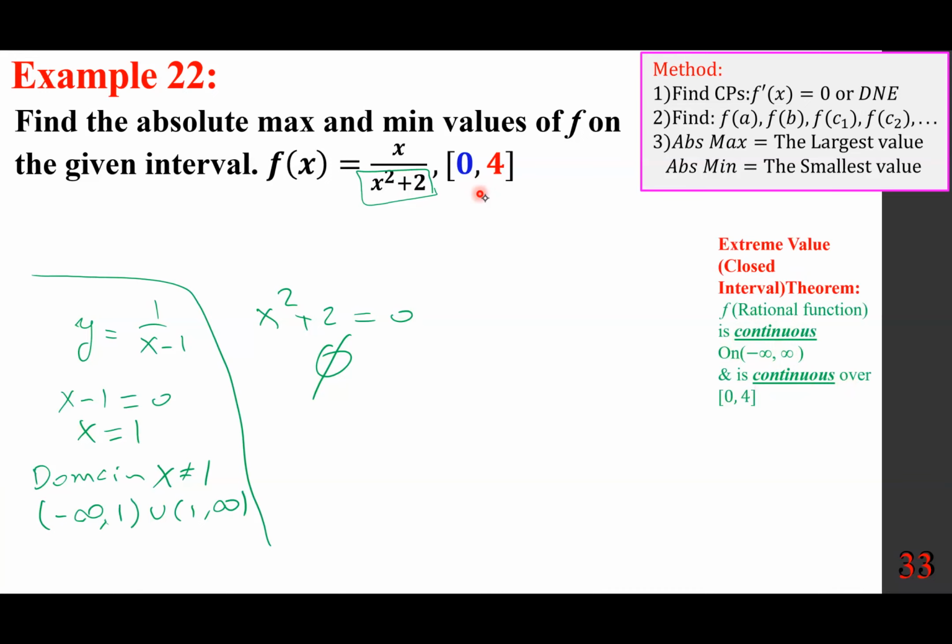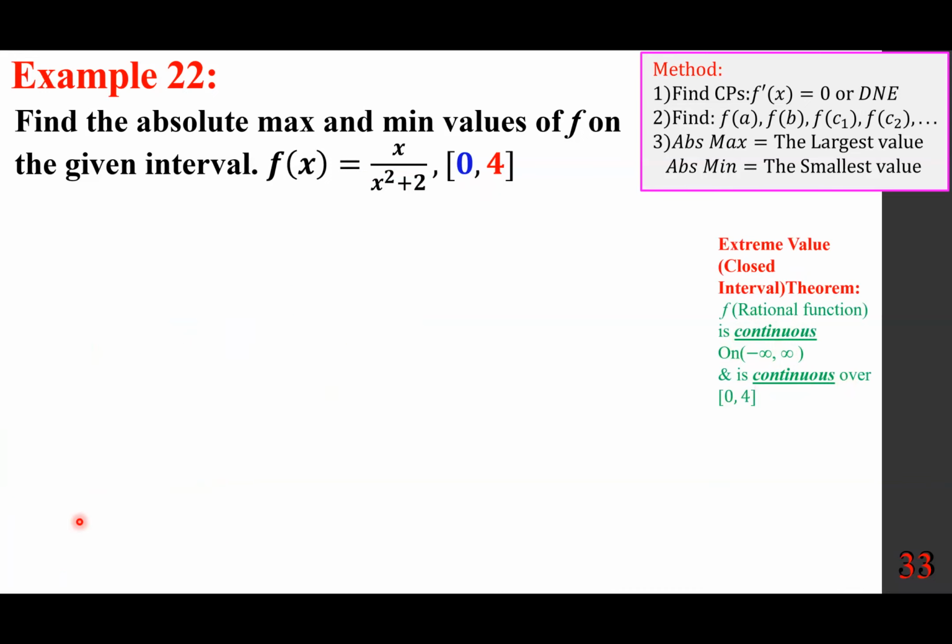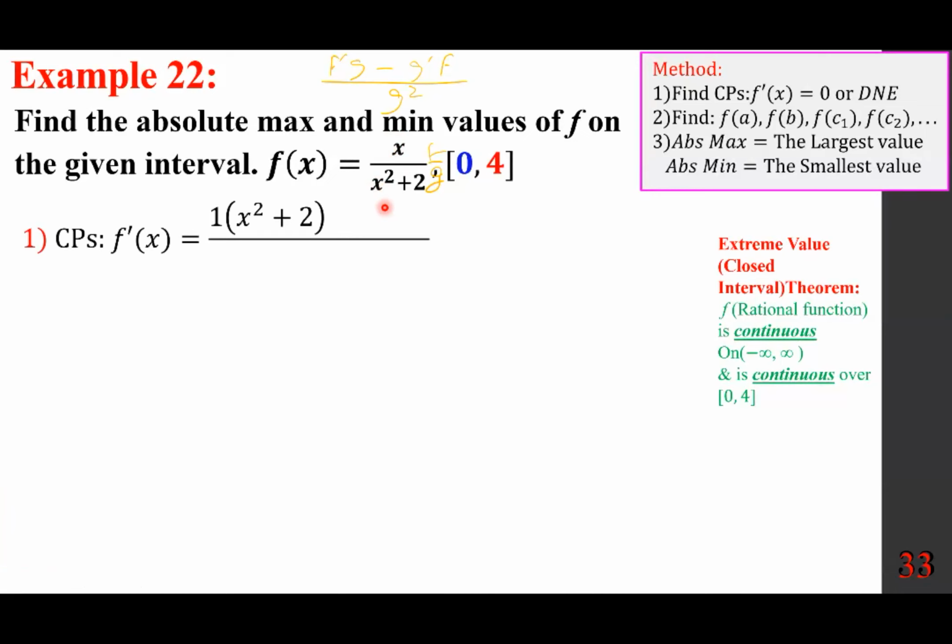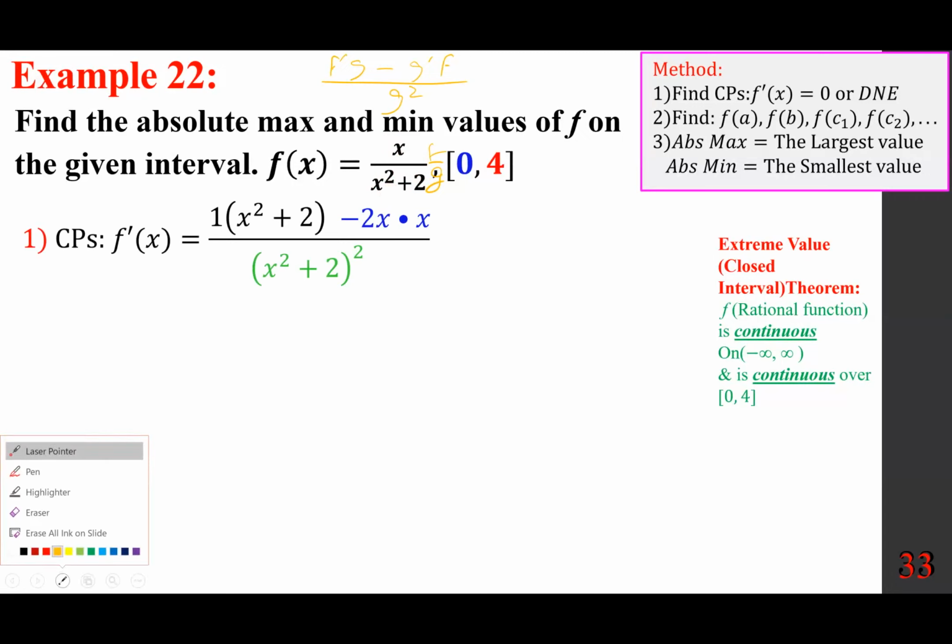I need this space, so I'm going to clean up the mess. We need to differentiate, so I'm going to say this is f over g, and I need f prime g minus g prime f over g squared, the quotient rule. Therefore, I need f prime 1 times x squared plus 2 minus 2x times x, right? The derivative of the bottom times x over the bottom in parentheses and square it. And believe it or not, this is the one and only calculus step, okay? Everything else becomes algebra.